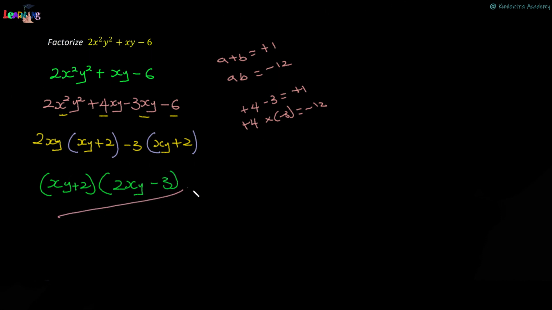Now you've gotten to the end of the equation. When you factorize 2x squared y squared plus xy minus 6, you get xy plus 2, 2xy minus 3.